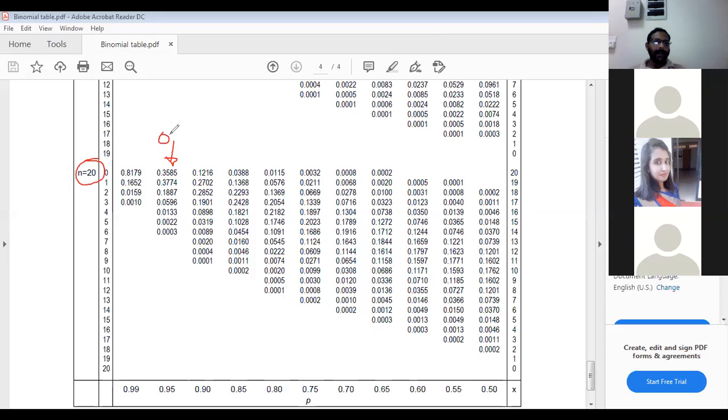So what is the p value? 0.05, right? So what are the values that we'll have to add? We'll have to add this value, then this value, because it is probability X equals 0 plus probability X equals 1 plus probability X equals 2. So add these three values. If you add these three values, that will be your answer in simple terms. I have also shown you how to calculate manually. Now you can use the table.